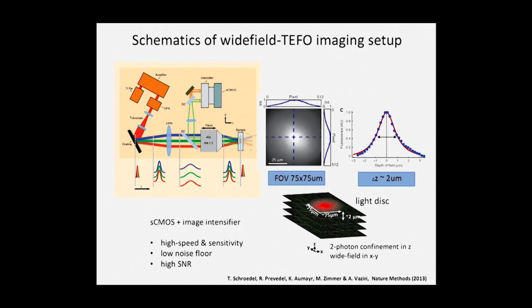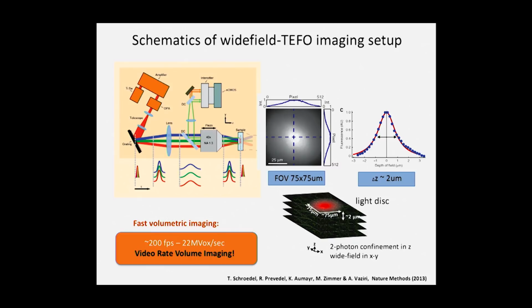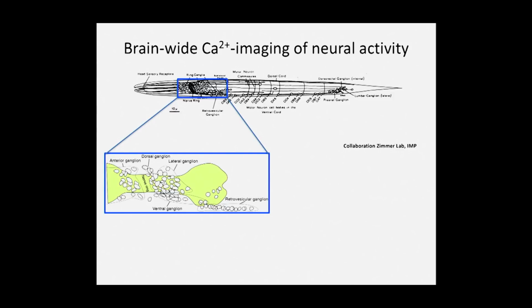So overall, you can see that we can now create a sheet that is about 75 microns and axially confined to 2. And this basically allows us to go at very high speeds, about 200 frames per second, or video rate volumetric imaging. As I said earlier, we wanted to apply that to the brain of C. elegans. And the neurons we wanted to record from here are located in the so-called head ganglia that are shown here. This was done in a collaboration with my former colleague Manuel Zimmer, who is at the IMP.